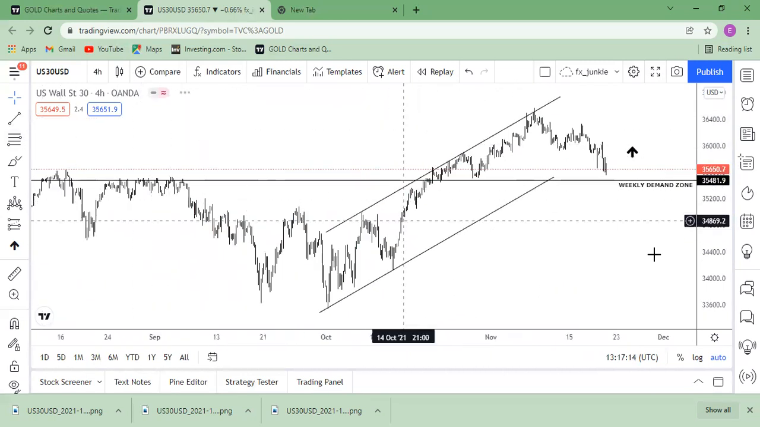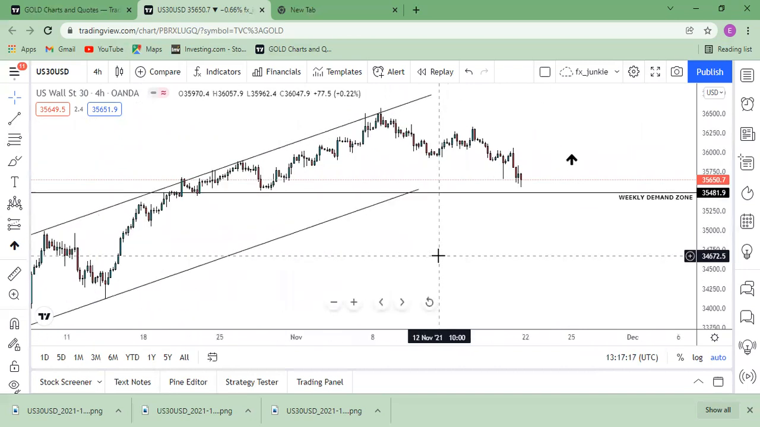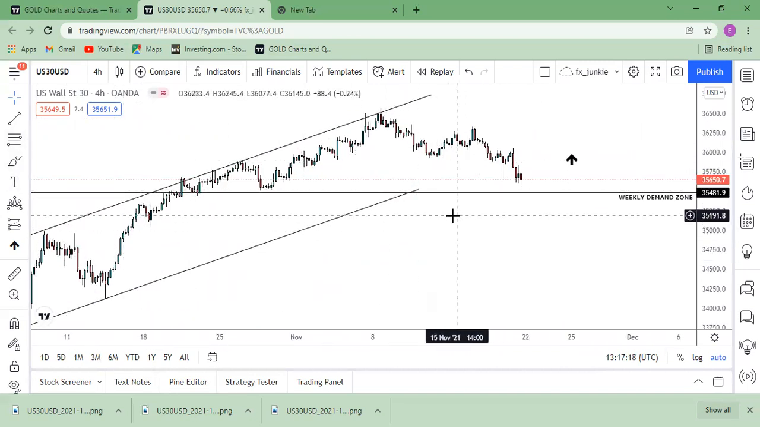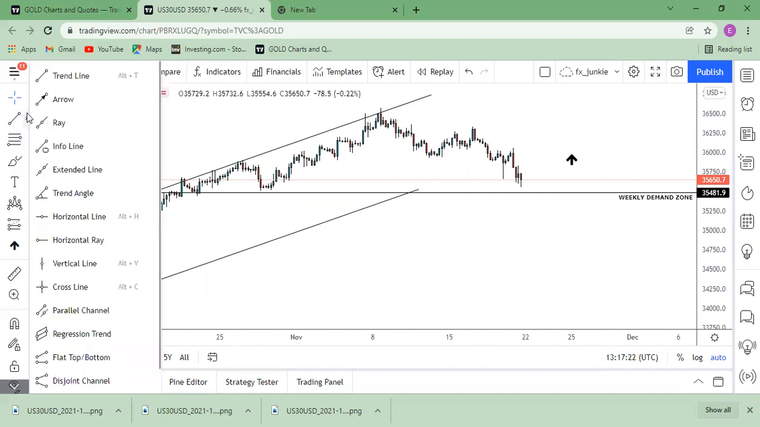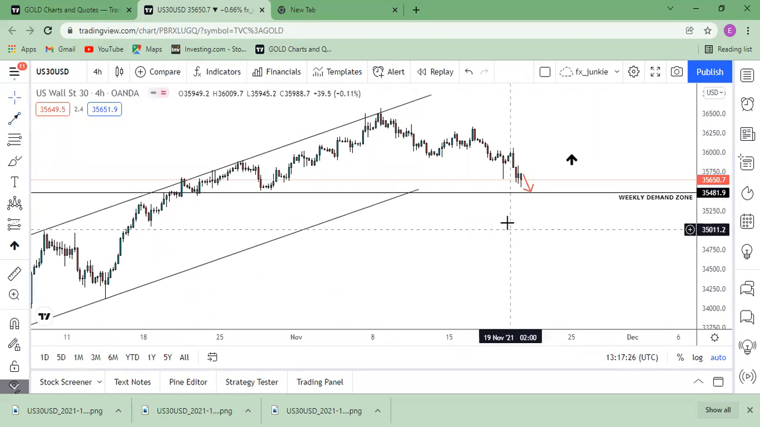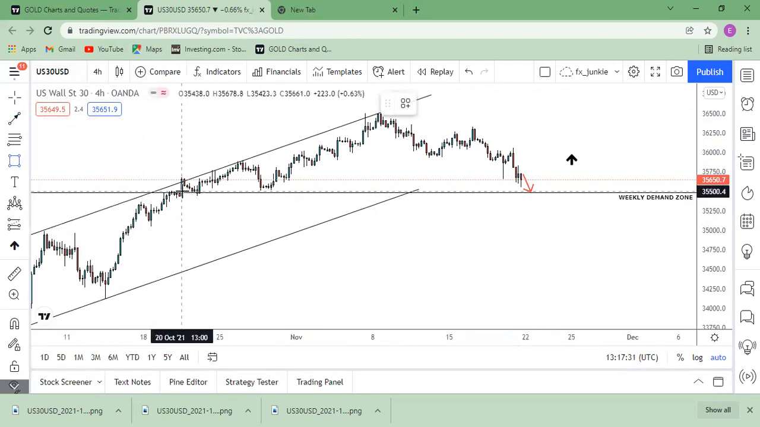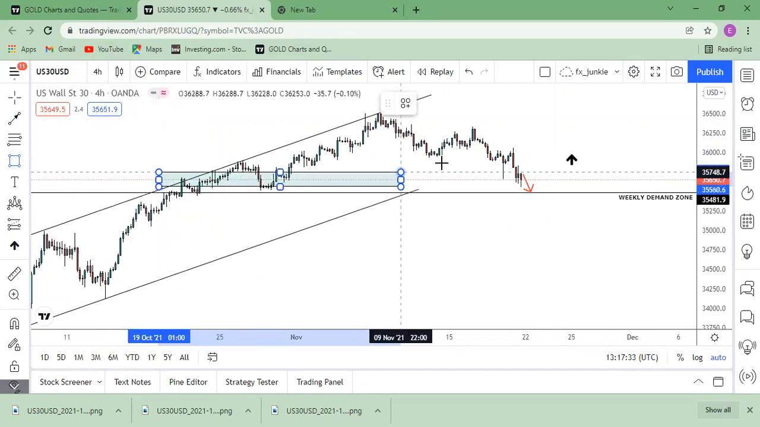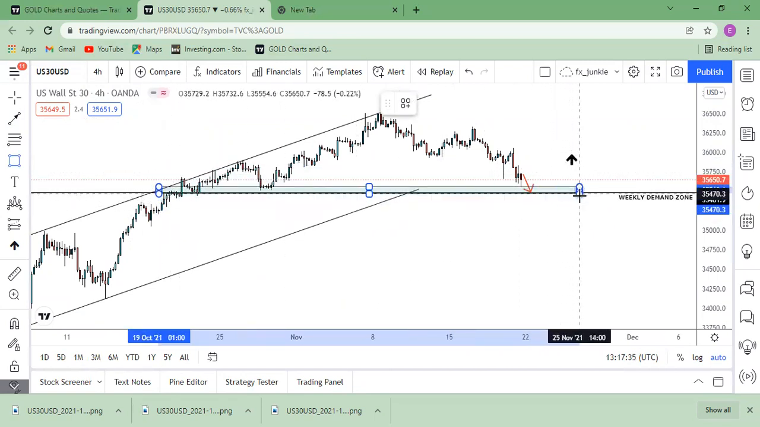So we know that this is a weekly demand zone. We're looking for price action around this level for buying opportunities. So US30 might still just push down a little bit, push down here and create some strong price action and reversal pattern. If not, if we get a downward continuation, then we have to break that level.